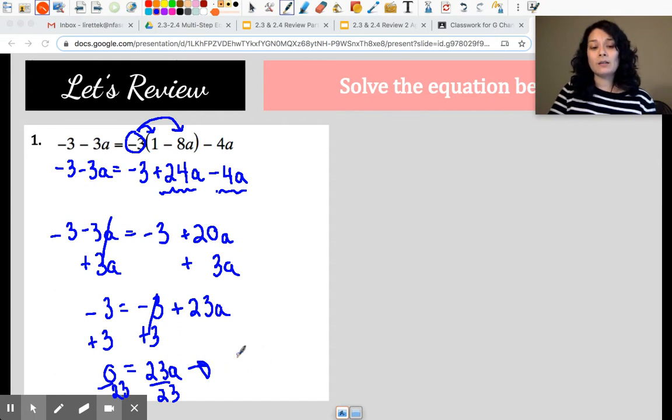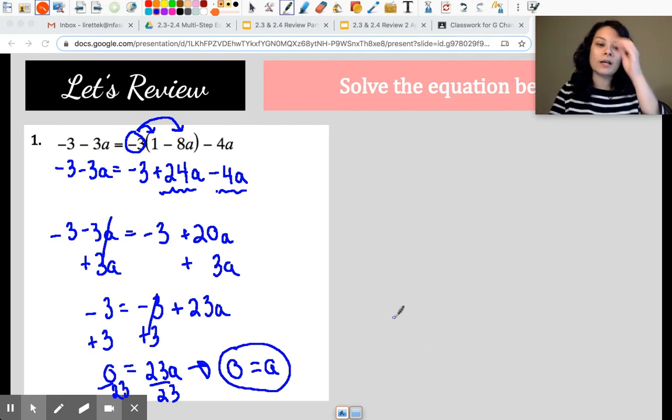0 divided by any number is 0. And now a is by itself. Here is my final answer. 0 is a valid number on the number line. I have one solution here.